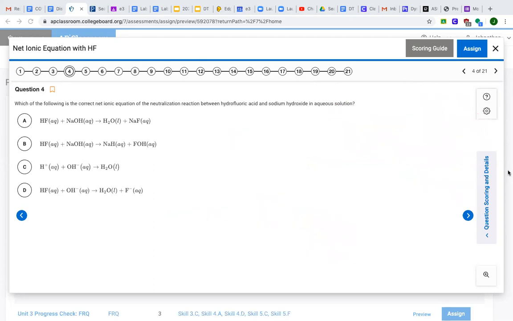I know that was fast, but we've seen this before. So go ahead and apply that here. Question 4, which of these is the net ionic equation?